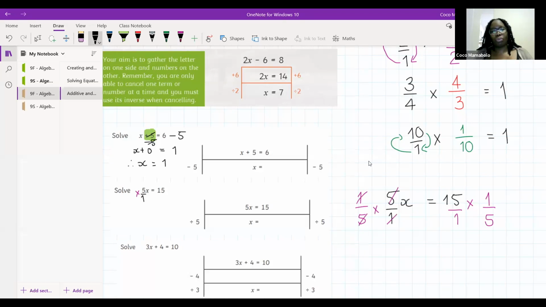Ma'am, I don't understand what you just said. Okay, look, I just cross-canceled these 2 numbers. So I canceled 1 with 1. Is that okay? Because they're fractions.